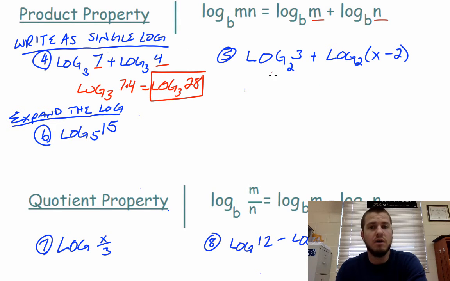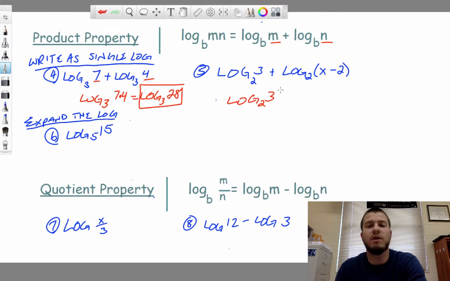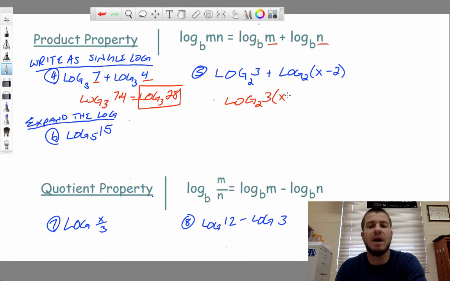Where this one, I have log base 2 of 3 plus log base 2 of x minus 2. So when I bring them together, I'm going to be multiplying that 3 times x minus 2. And all of that is inside the logarithm.